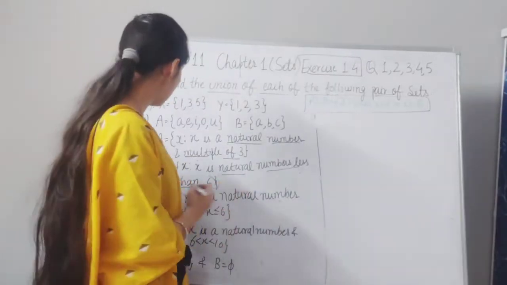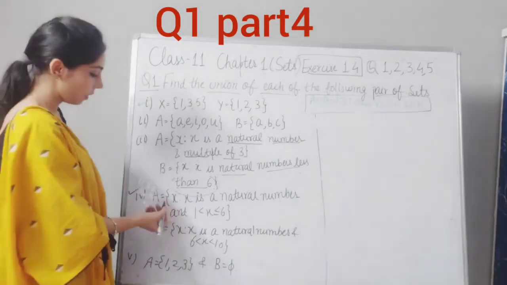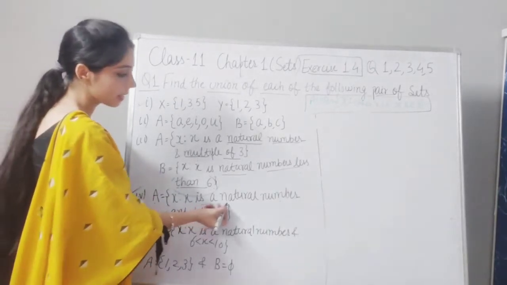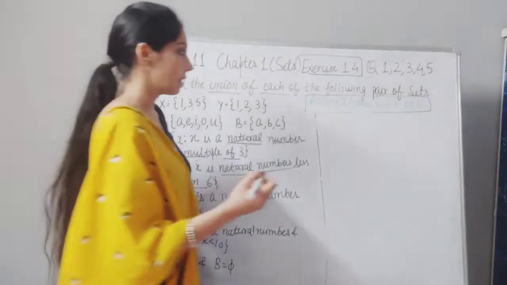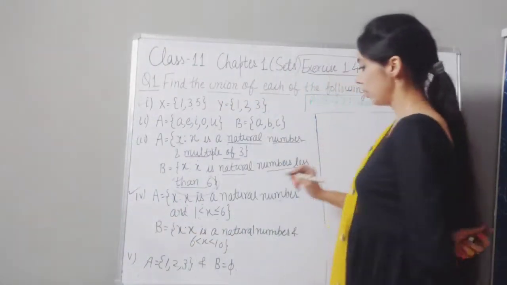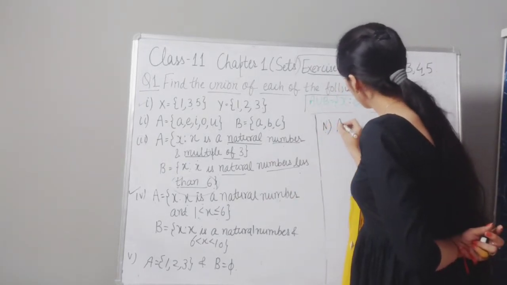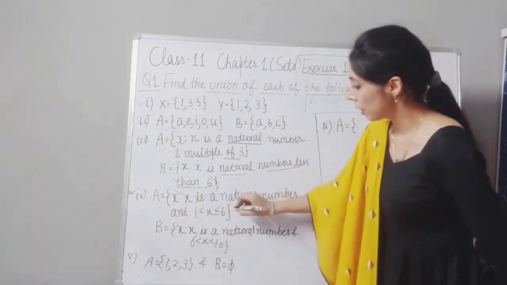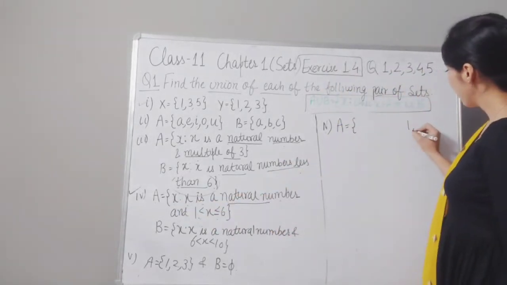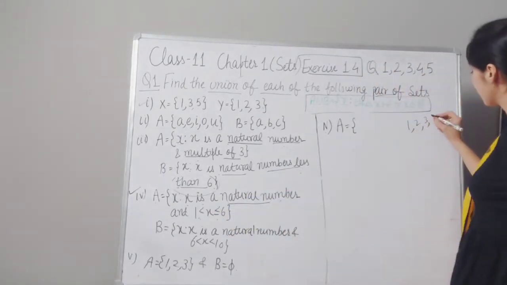Now let's discuss part 4. Here a set builder form is given: those x such that x is a natural number and lies between 1 and 6. Which type of set will A be? This has those elements which are natural numbers, natural numbers which lie between 1 and 6.